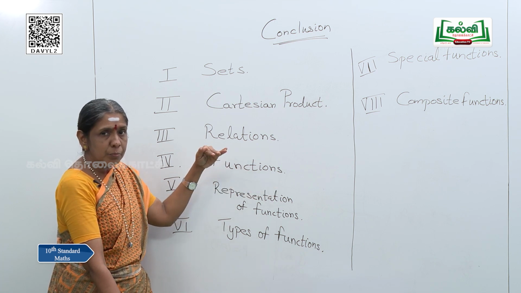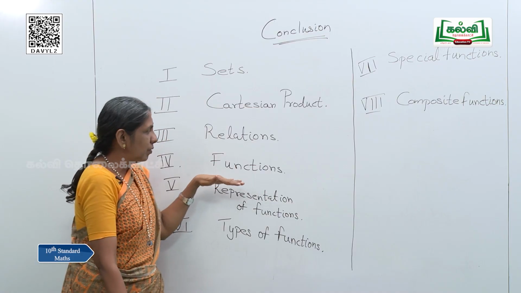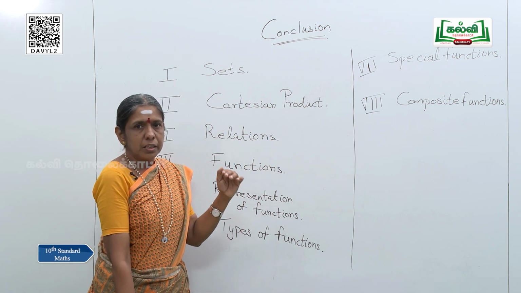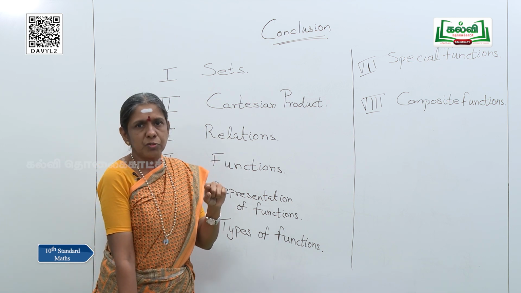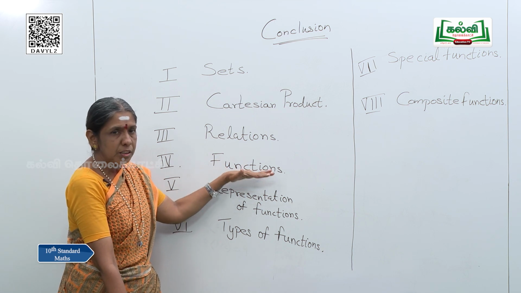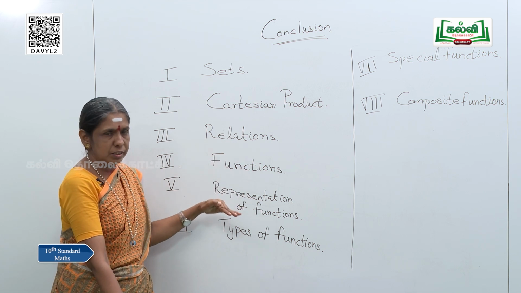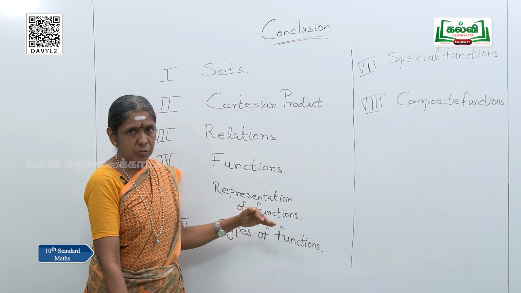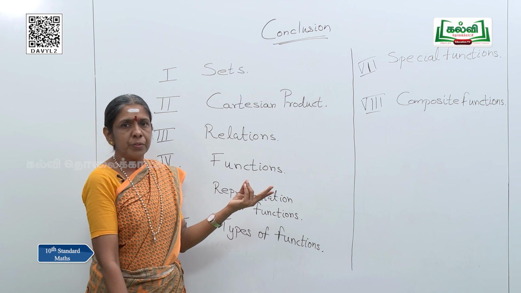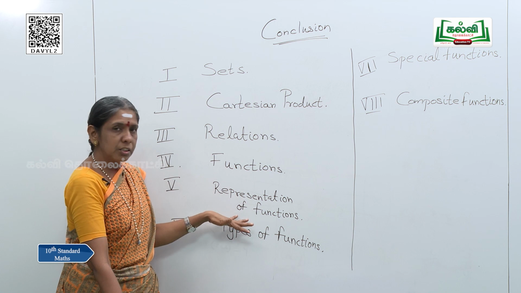Functions: a set of ordered pairs where you have a unique image. For example, if you have set A equal to {a, b, c} and set B equal to {x, y}, then there will be a unique image for a, a unique image for b, like that. That is function. So, you have to be thorough with the definition of function. Then in function you learnt so many other terms. First, how to represent a function. We can represent function in 4 ways: arrow diagram, table form, graphical way, and ordered pairs. So, these are the ways to represent functions.